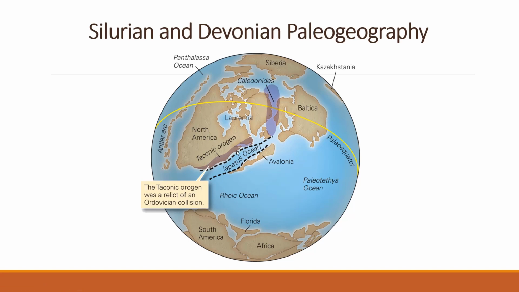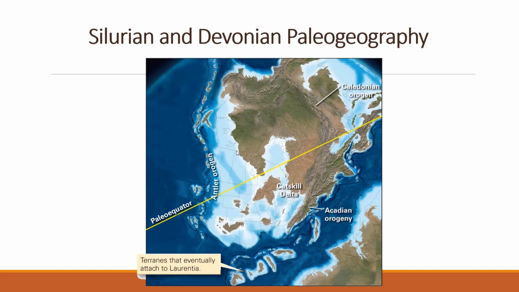Whenever these pieces of continent come together, you're going to form a mountain, basically. So we are going to have the Acadian orogeny in the late Devonian. Much of the United States would be submerged during this time. This yellow line here is the Paleo-Equator, so this is sitting close to the equator, so we're in a different climate zone than where we would be currently.